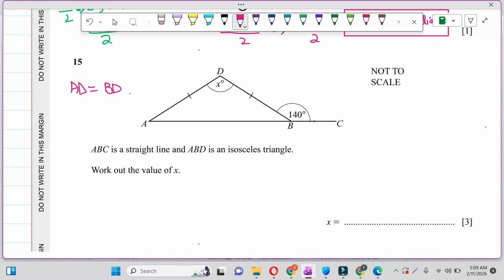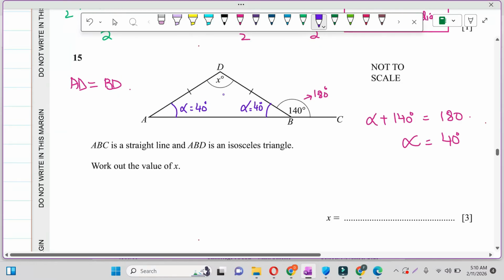This is a straight line, so we call this angle alpha. Angles on a straight line sum to 180. So alpha plus 140 degrees is equal to 180. So alpha is equal to 40 degrees. This alpha is the angle opposite to the side AD, and AD is equal to BD. So the angle opposite to BD will also be alpha, which is 40 degrees.